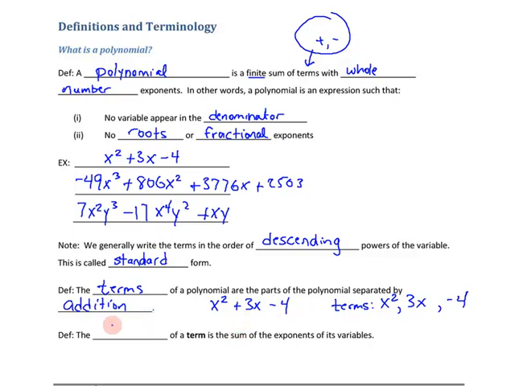Now for each term we have something called the degree that will describe a property that that term has. The degree is the sum of the exponents of its variables. So say for example I was looking at this term here, the 7x squared y cubed. That's a term out of this last polynomial in my examples above. The degree of that term would be 5 because you add the exponents of the variables. So that would be a degree 5 term.